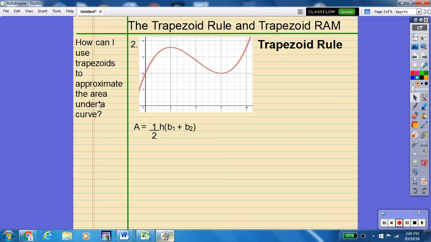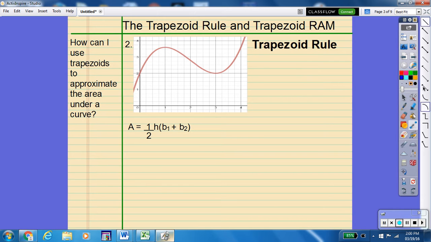So how do I use trapezoids to approximate the area under the curve? Well, we're going to take a look at this to develop the trapezoid rule. Okay, and we're going to draw a few trapezoids, reminding you that the more trapezoids you have, the better the approximation. And of course, in the end, if you have an infinite number of trapezoids, you would have the true answer. Let's go ahead and draw a couple trapezoids so you can see what I mean.